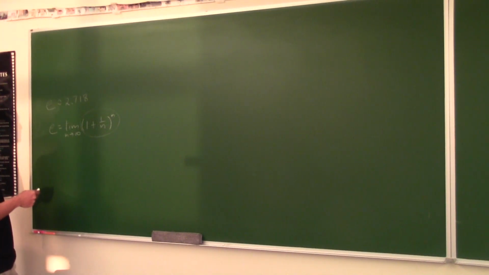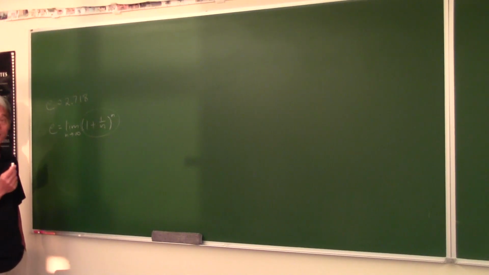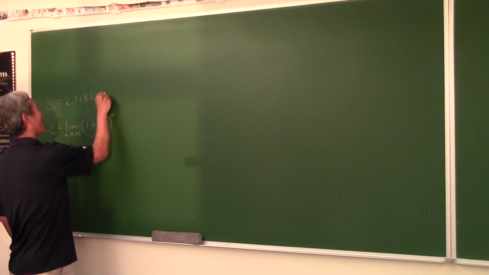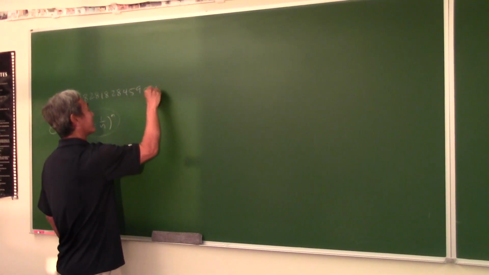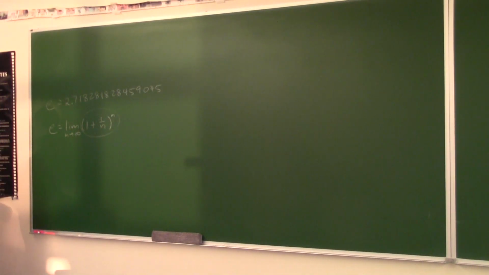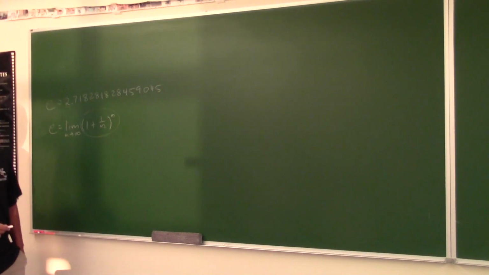And in this class, 2.718 is not good enough. We need to know 15 decimal places. This is going to be on the test, by the way. 2.718281 828459045. These are 15 decimal places of E. And this is the way we memorize it. First, you have to memorize the 2. If you don't know it's 2 point something, then just go home, cook rice already.